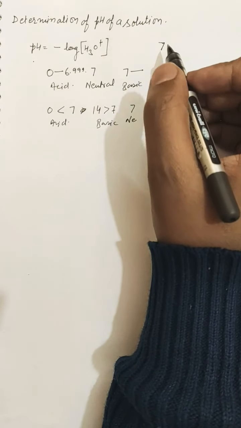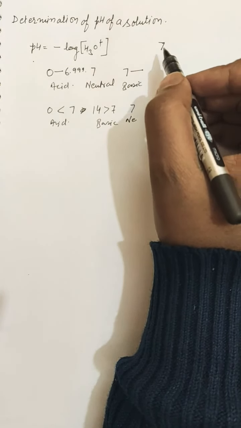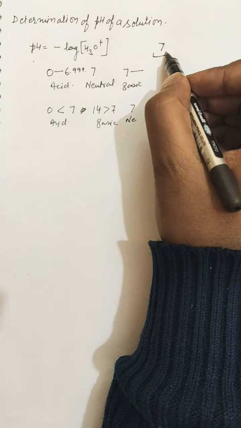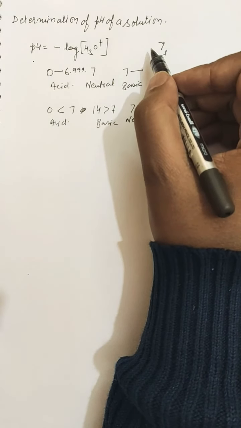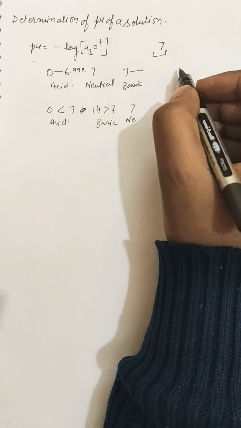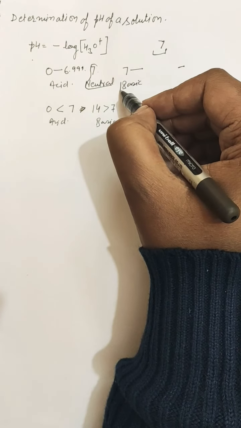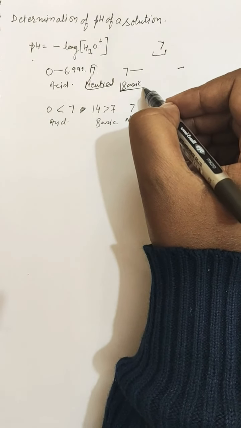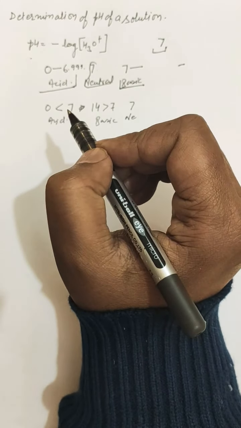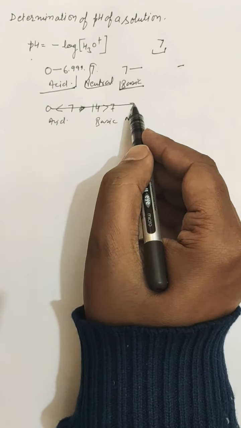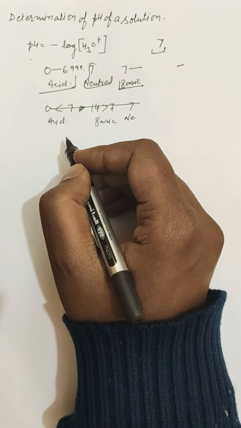When the pH of the solution is more than 7, up to 14, the solution is called a basic solution. When the pH of the solution is 7, it is called a neutral solution. And when the pH of the solution is less than 7, it is called an acidic solution. So a solution can be categorized as acidic, basic, or neutral on the basis of its pH value.